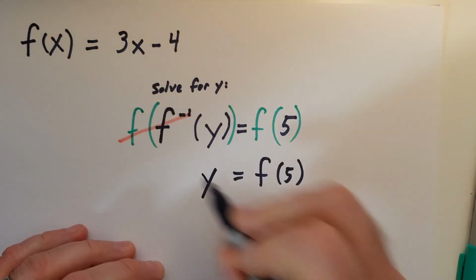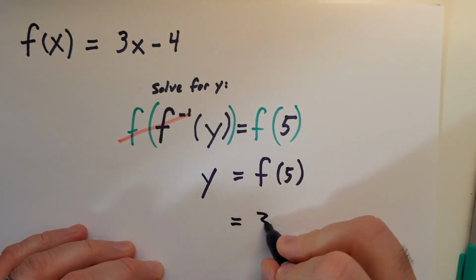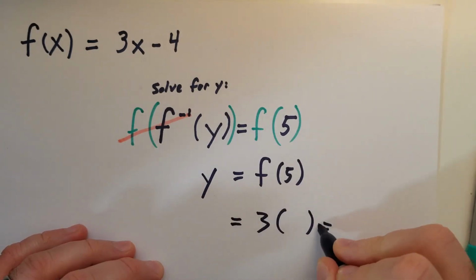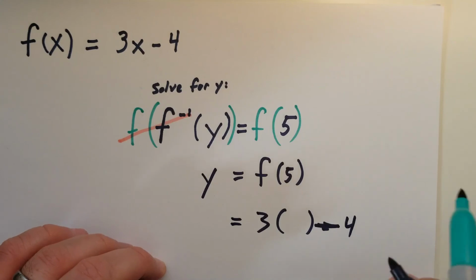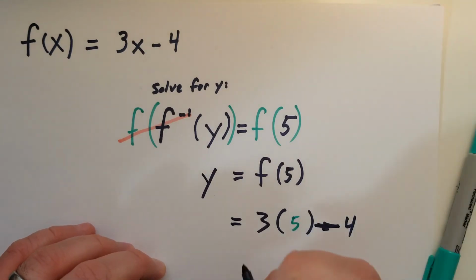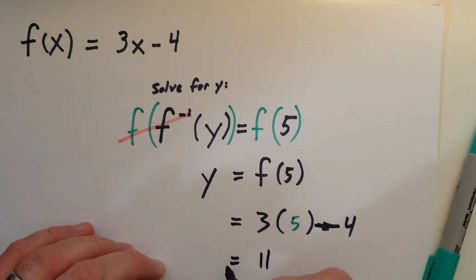F of 5 we can find out by plugging in here. This is going to be 3 times 5 minus 4, which is 11. So y equals 11.